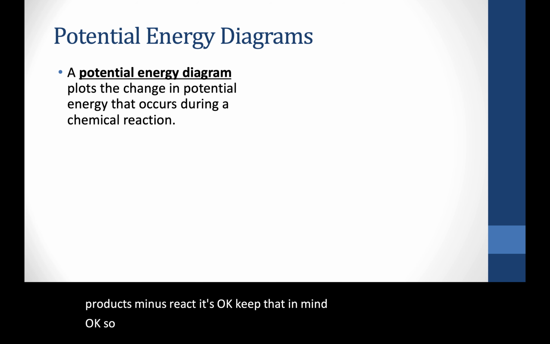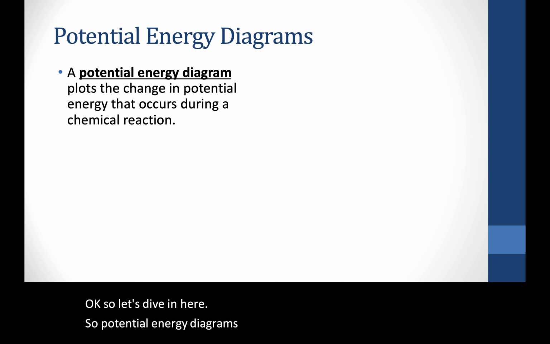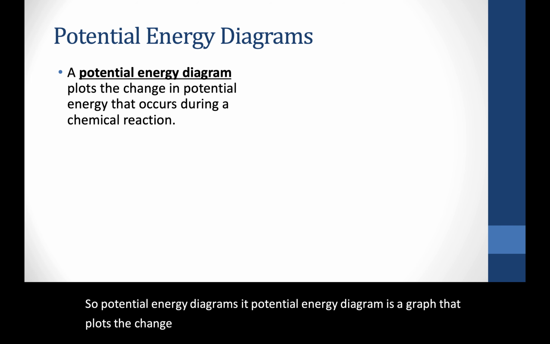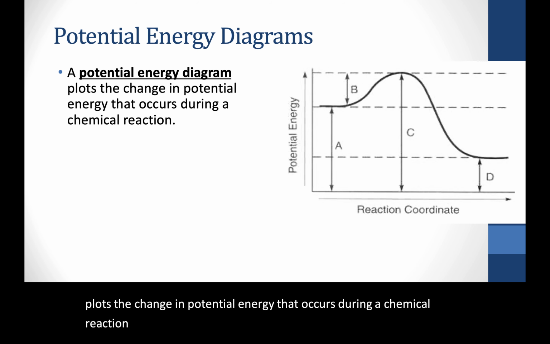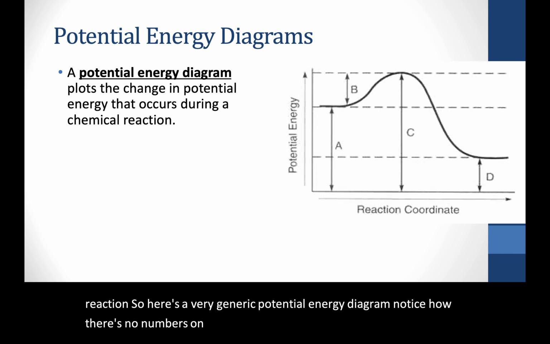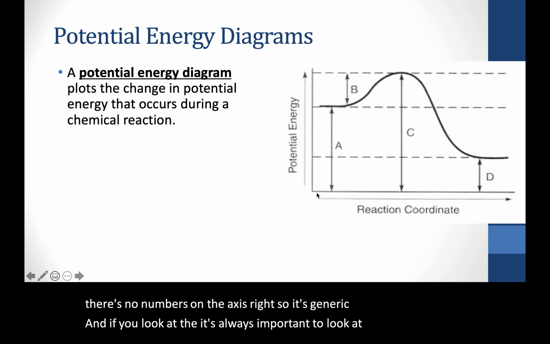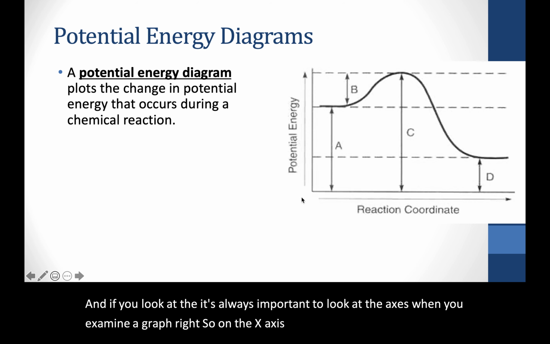So potential energy diagrams. A potential energy diagram is a graph that plots the change in potential energy that occurs during a chemical reaction. So here's a very generic potential energy diagram. Notice how there's no numbers on the axes, so it's generic. It's always important to look at the axes when you examine a graph. So on the x-axis here we have a reaction coordinate.